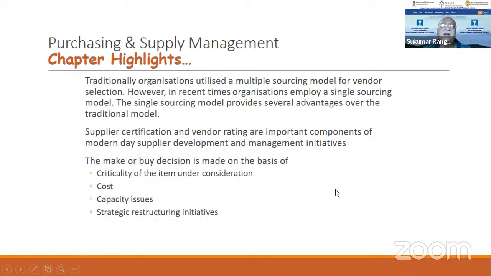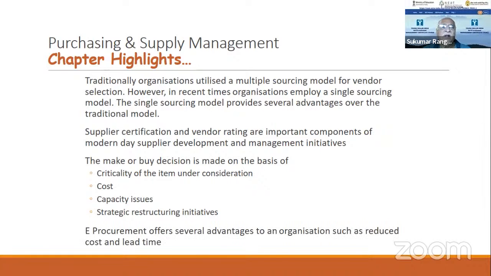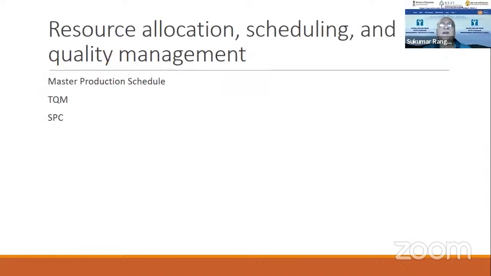The make or buy decision is made on the basis of criticality of the item under consideration, cost, capacity issues, and strategic restructuring initiatives, as we saw just some time before. So e-procurement offers several advantages to an organization. Imagine a company which is procuring thousands and thousands of parts. You have no option but to go in for these kinds of initiatives.